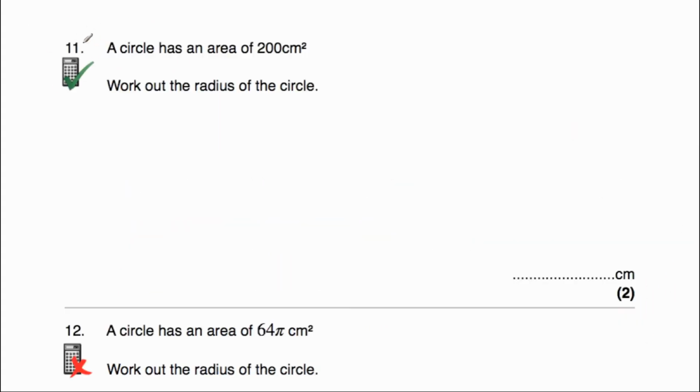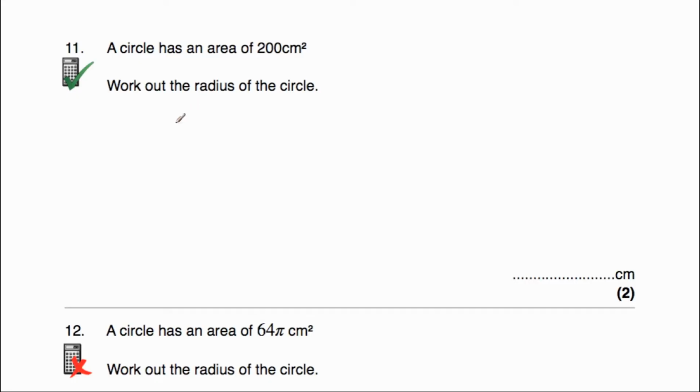Okay, let's have a look at question number 11. So question number 11 says, a circle has an area of 200 meters squared. Work out the radius of the circle. Now we can do this in 2 different ways. We could do it working backwards, and I'm going to do that approach first of all, or we could do it using an equation, and I'm going to show you that approach as well. So to find the area of the circle, we square the radius and then multiply by pi.